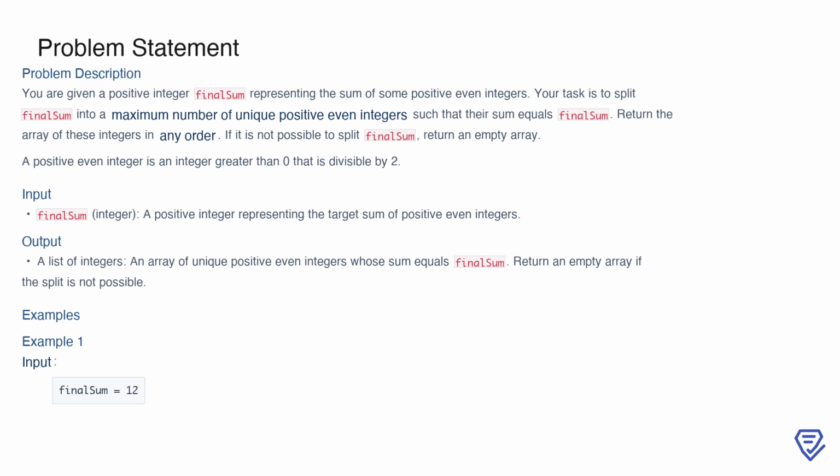To clarify, a positive even integer is any number greater than 0 that is divisible by 2. For the input, we are given a single integer, final sum, representing the target sum. The output will be a list of unique positive even integers that add up to final sum, or an empty array if the split is not possible.